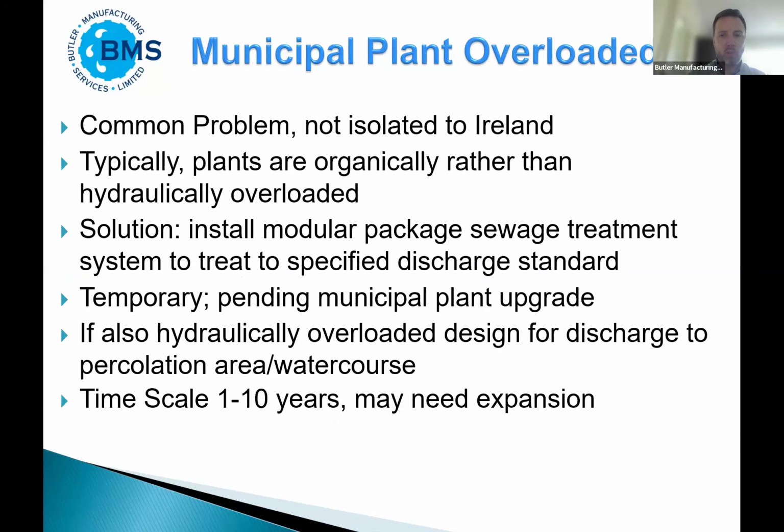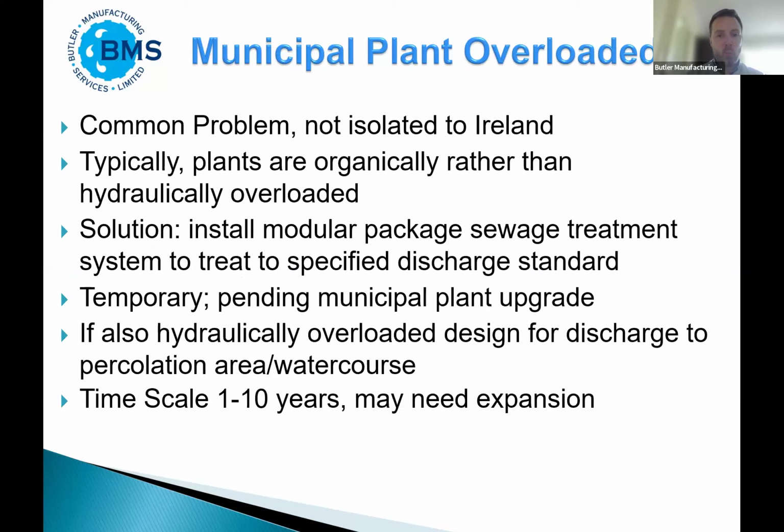So, the municipal plant is overloaded. Let's dig a bit more deeply here. This is a common problem which is not isolated just to Ireland. There's pressure on all infrastructure, there's pressure on spending. So sometimes, for whatever reason, due to planning, due to funding and various things, the municipal plant is overloaded.